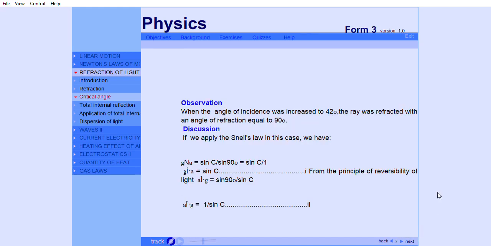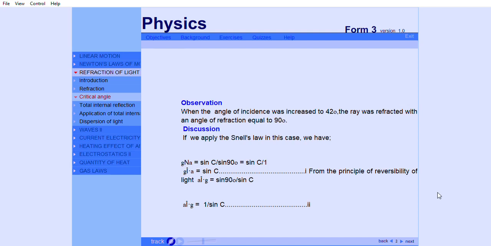Observation. When the angle of incidence was increased to 42 degrees, the ray was refracted with an angle of refraction equal to 90 degrees. Discussion. If we apply Snell's law in this case, we have the refractive index of glass when the ray travels from glass to air equal to sin C divided by sin 90 degrees, which is equal to sin C divided by 1. So the refractive index of glass when the ray travels from glass to air is equal to sin C.